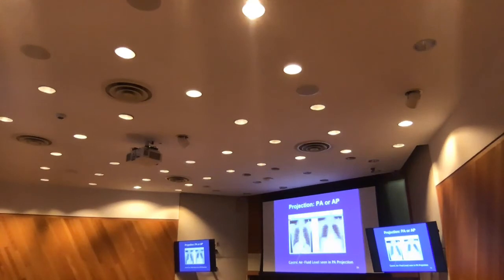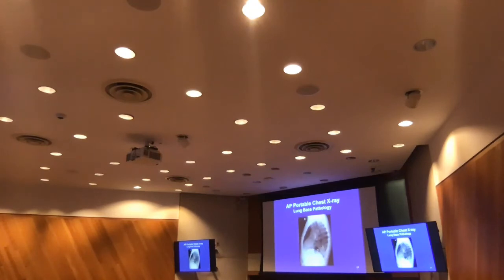One of the characteristics of PA is the gastric air shadow. Most of you will see an air-fluid level. The stomach always has food and air, unless you're starving for 3 days. When you lie down, that air-fluid level is not shown because it layers posteriorly. So one of the signs of a PA chest X-ray is the gastric air-fluid level. This is a very smart answer you can take. If I see a gastric air-fluid level, it's probably an upright PA.